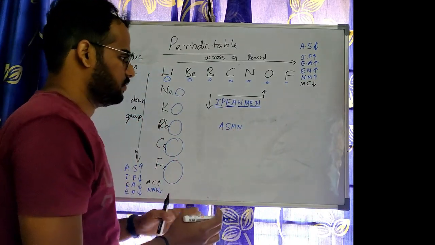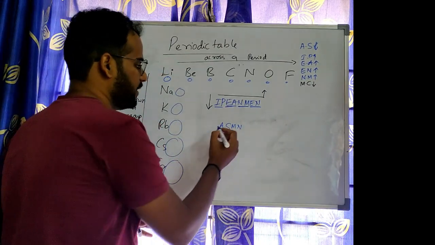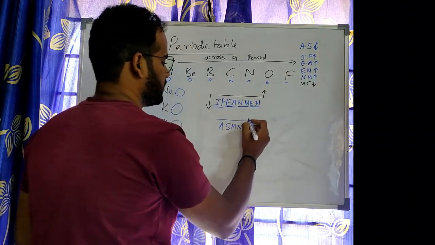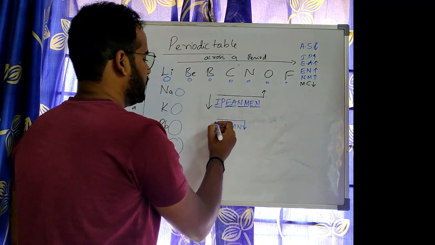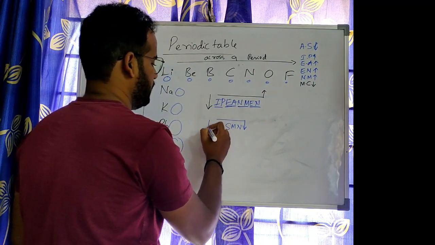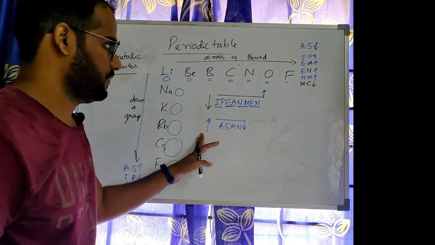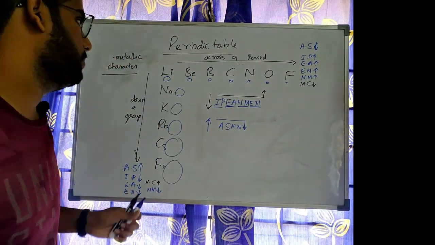ASMN, there was a film called Ionisation Narayana. If you remember that, so across the period, what happens to atomic size? It decreases. Down the group, it increases. So these are the simple techniques to remember.